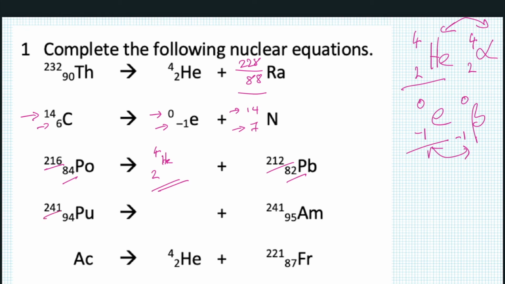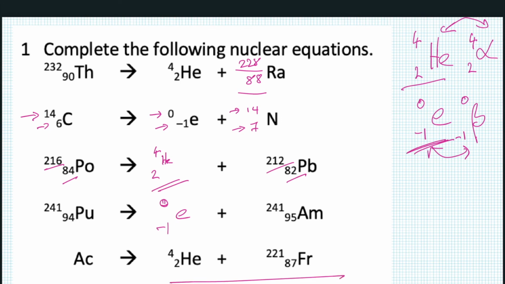Similarly, for the next one, we've got 241, 94 and 241, 95. Well, that looks very much like we're going to be having a beta particle, because this number and this number are the same, and this number is 1 different. So let's put that in and see if it balances. Put 0 minus 1. Oh, it's a smiley face. And an electron. We can see that this does balance now. So 241 equals 0 plus 241, and 94 equals minus 1 plus 95.